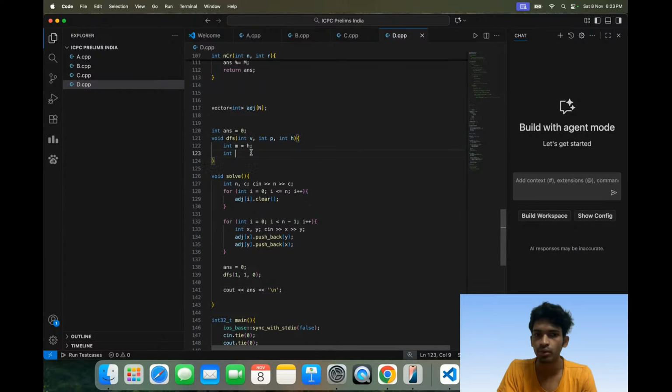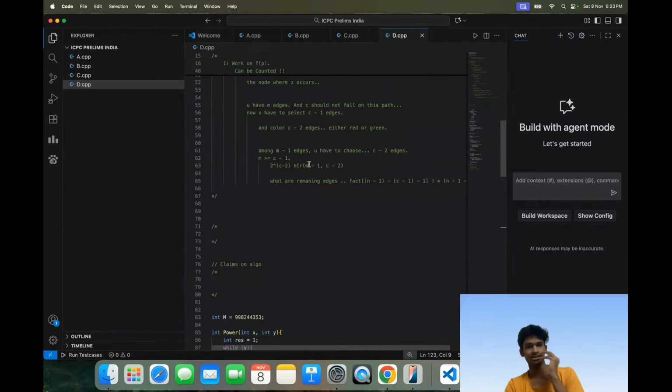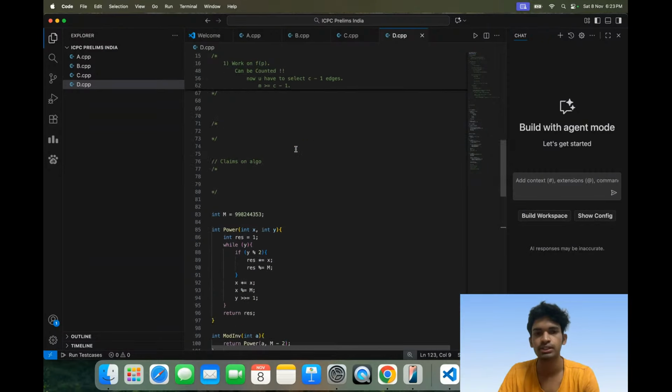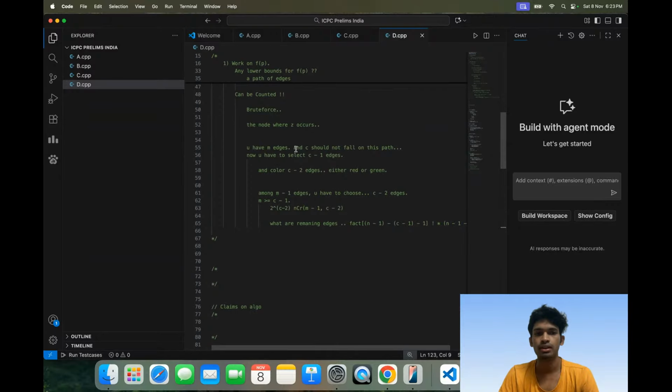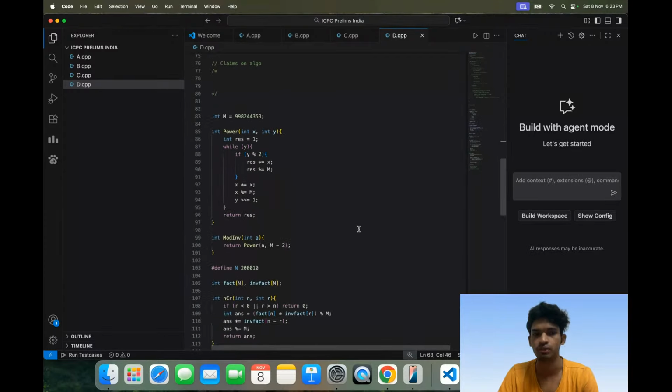That's it, the problem. Now we have to work on here. We have to just put our formula from above to here. We need 2 power c minus 2. So I'll start from here. I'll start with n choose c minus 2 edges. One edge is already chosen.